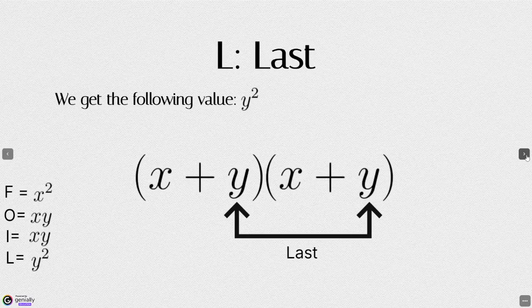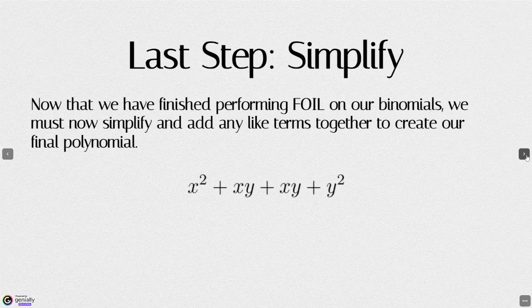Now, what do you think our last step is? Can we just leave our function as x squared plus xy plus xy plus y squared? No, that is considered improper. Now that we have finished performing FOIL on our binomials, we must now simplify and add any like terms together to create our final polynomial.